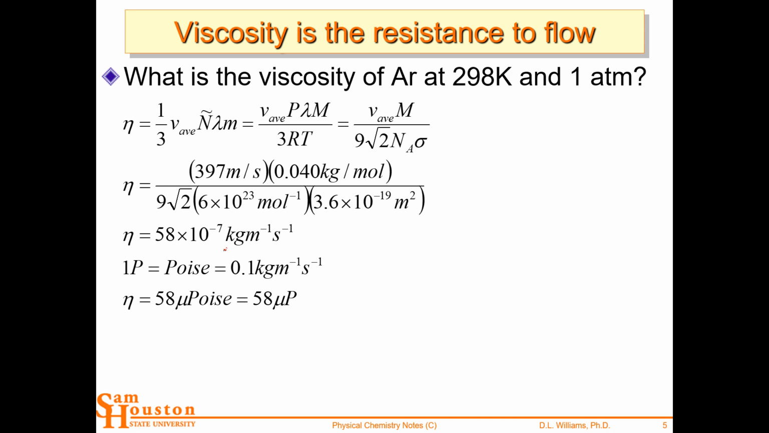And so one of these, this 10 to the minus 7, can be broken into a 10 to the minus 1 times 10 to the minus 6. Everybody cool with that? So you've got a 10 to the minus 1 and a 10 to the minus 6. The 10 to the minus 1 kilogram per meter per second is a poise. See, 10 to the minus 1 here. And so then the 10 to the minus 6 becomes micro. And so this would be 58 micropoise, or 58 micropoise.